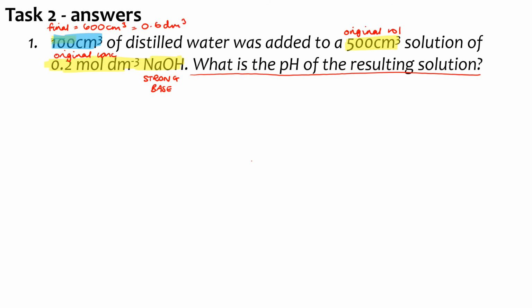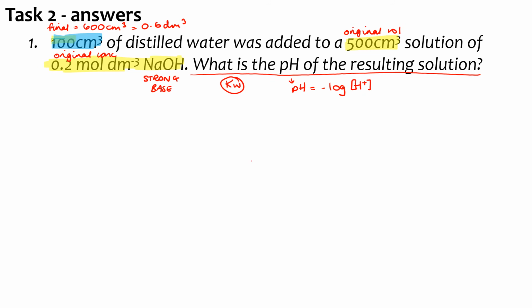Now, the volume changes, therefore the concentration changes, but the moles will remain constant. So the moles before will equal the moles after dilution. Now, because we've got NaOH, we're going to have to use Kw, because pH needs the H+ concentration, and we can't get that directly from the NaOH. So we're going to need to use Kw because it's a strong base, and that's just something, as I've said, that you need to recognise.